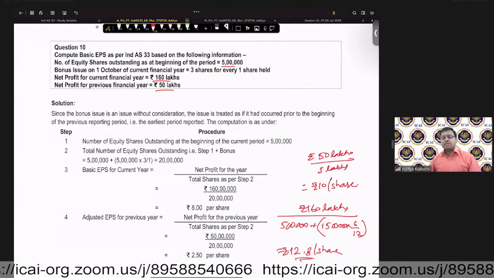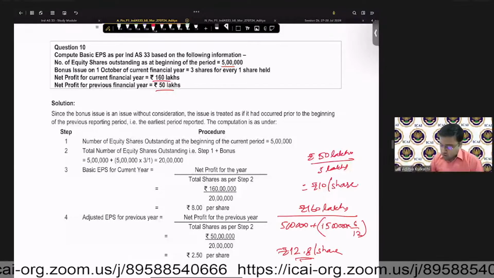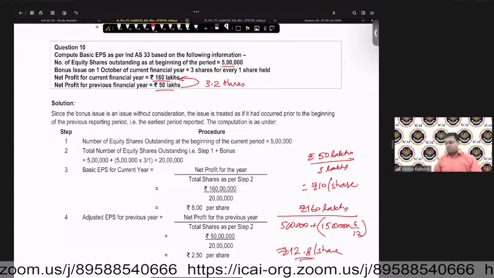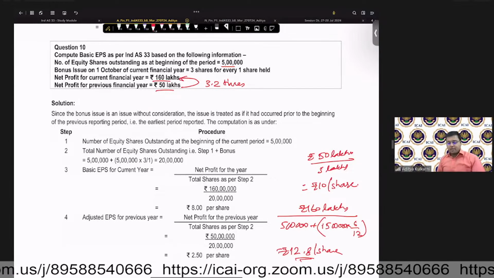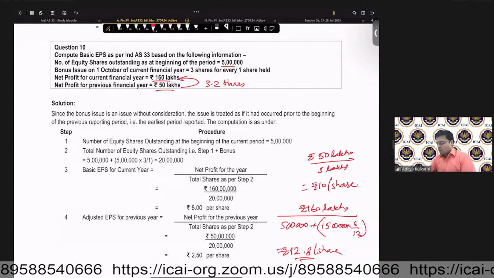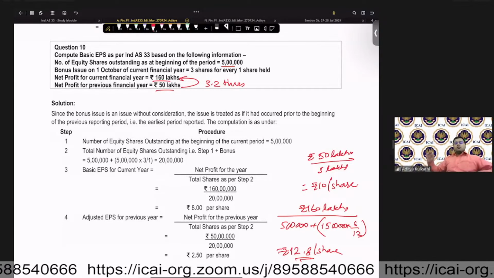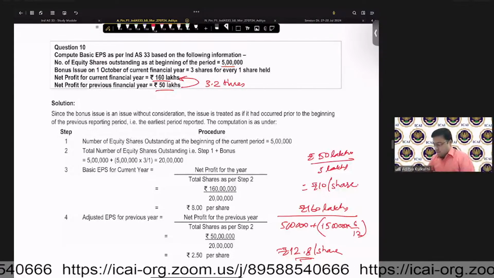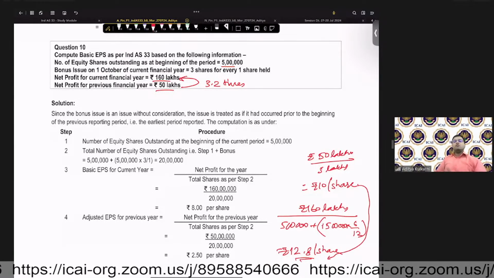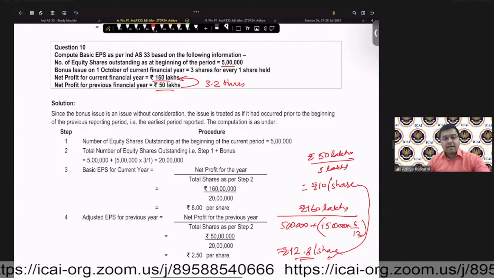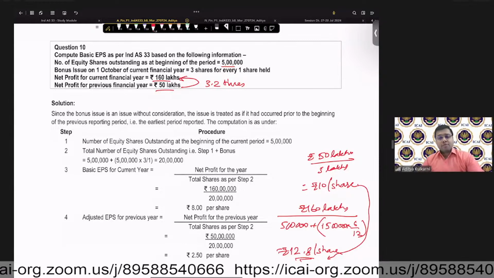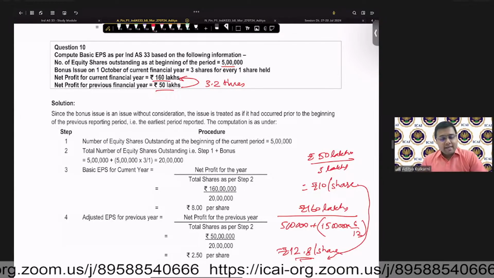Now the question is, the shareholder will ask, look, your profit has gone up by 3.2 times. And if that has gone up by 3.2 times, why is your EPS only going up from 10 to 12.8? That is one mismatch that the shareholder will immediately see and notice.